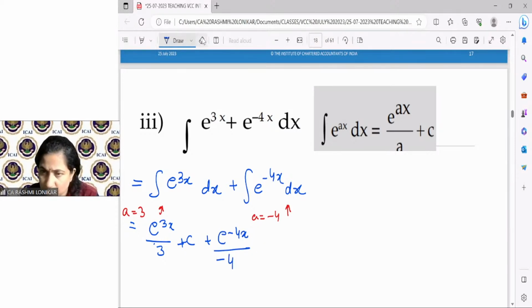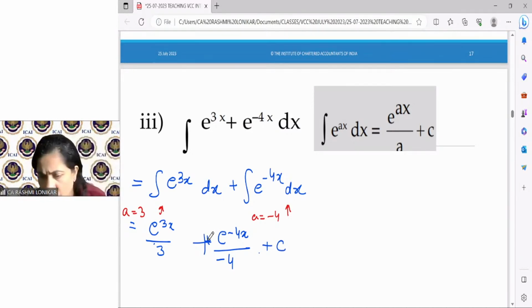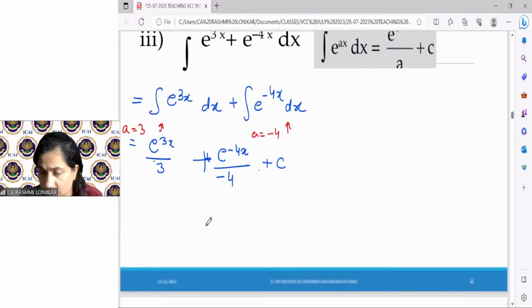I'll put this c outside here. Plus c. Okay, this is the plus sign. So e raised to 3x upon 3 plus e raised to minus 4x upon minus 4 plus c will be the answer.